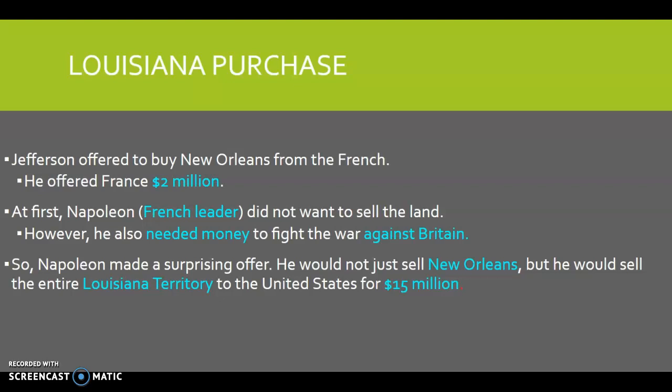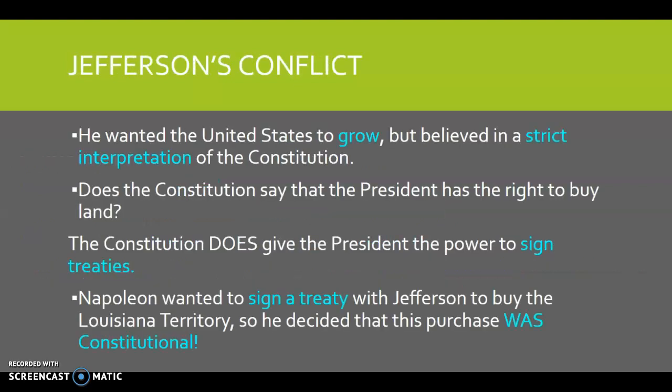and resources. And so Napoleon makes a surprising offer that he would not just sell New Orleans, but he would sell the entire Louisiana territory, which was much more than what Jefferson was asking for. He just wanted the port city. And so he sells the entire thing for $15 million. What an amazing real estate deal.